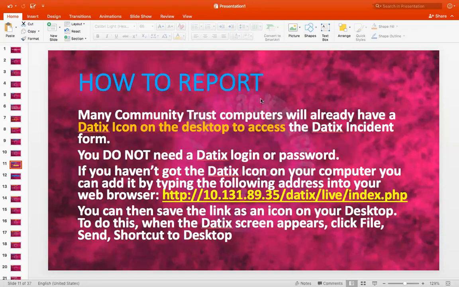Now, how to report? Many community trust computers will already have a Datix icon on the desktop to access the Datix incident form. You do not even need to log in or use a password. This is very important in the UK. If you haven't got the Datix icon on your computer, you can add it by typing the following address. You're not supposed to learn this much, but you should know this much. If your junior asks how they can do this reporting, you can say that there is an icon, and if you do not get any icon, then you can log in through this ID.